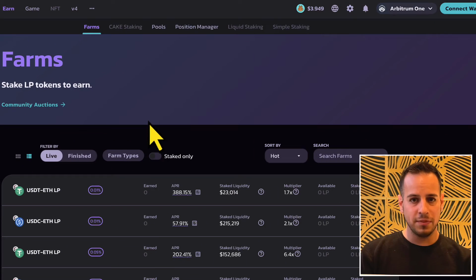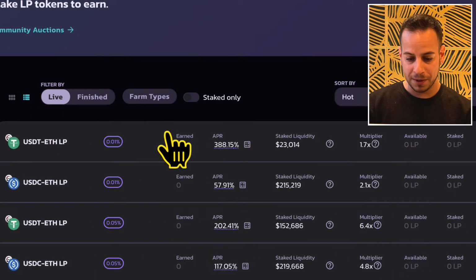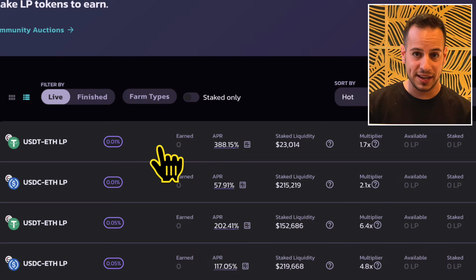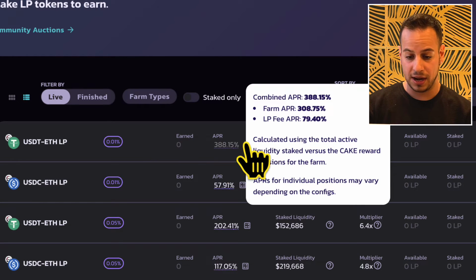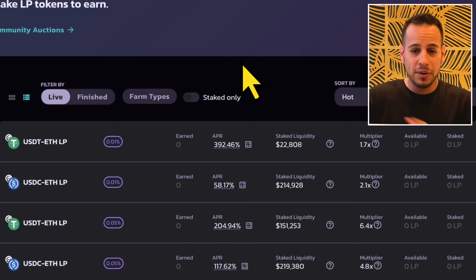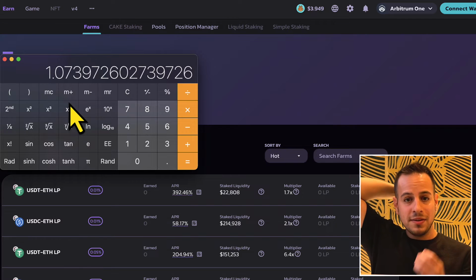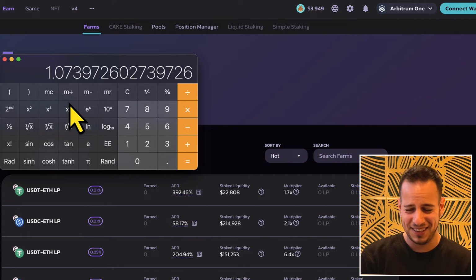Now, if this was mind-blowing, I want you to take a look at these farms on PancakeSwap on Arbitrum One. Currently, USDT is giving 388% APR. This is ridiculous, guys. And this APR is 308% farm APR and 79% liquidity provision fees APR. So you get that on top of the commissions, and it's completely crazy. So if you take 388% divided by 365, it's almost 1.1% a day. This is ridiculous, guys. 1.1% a day, 30% a month.